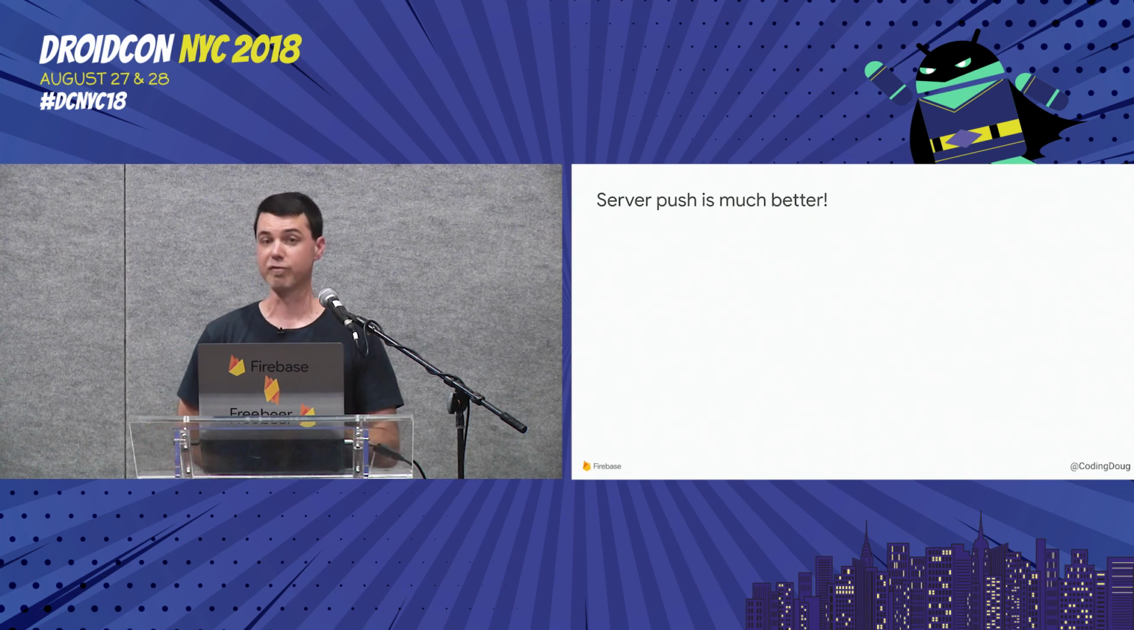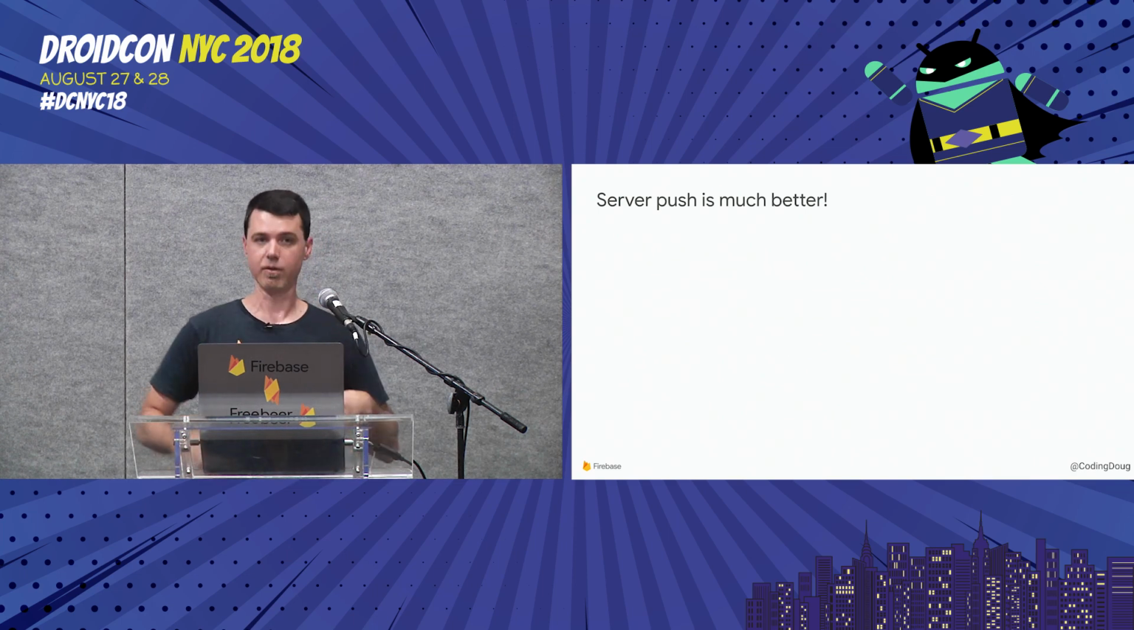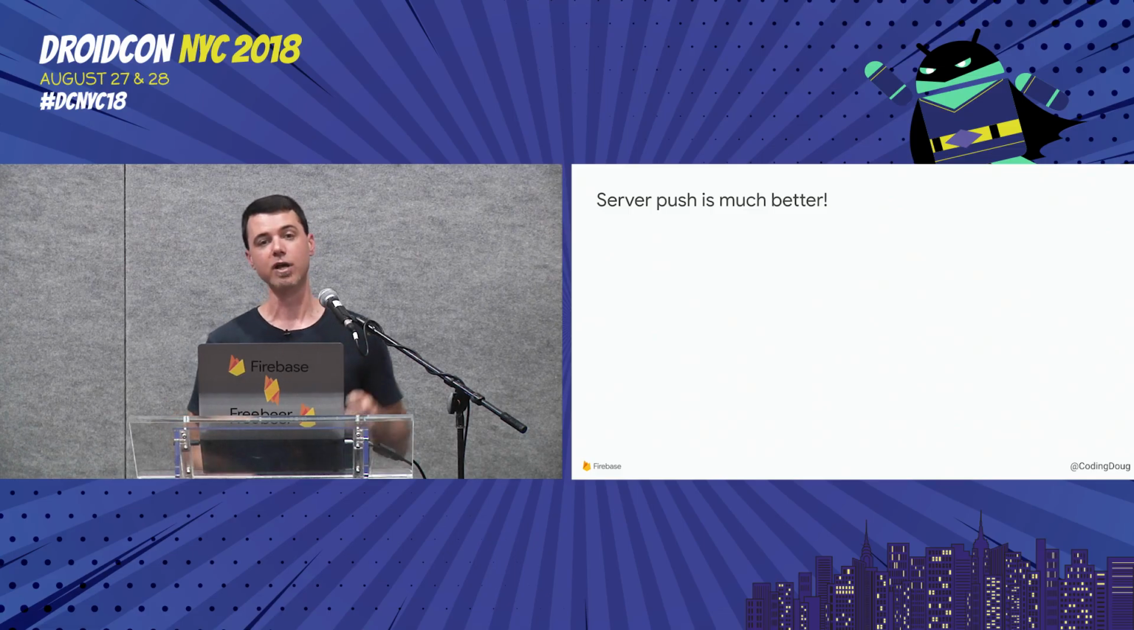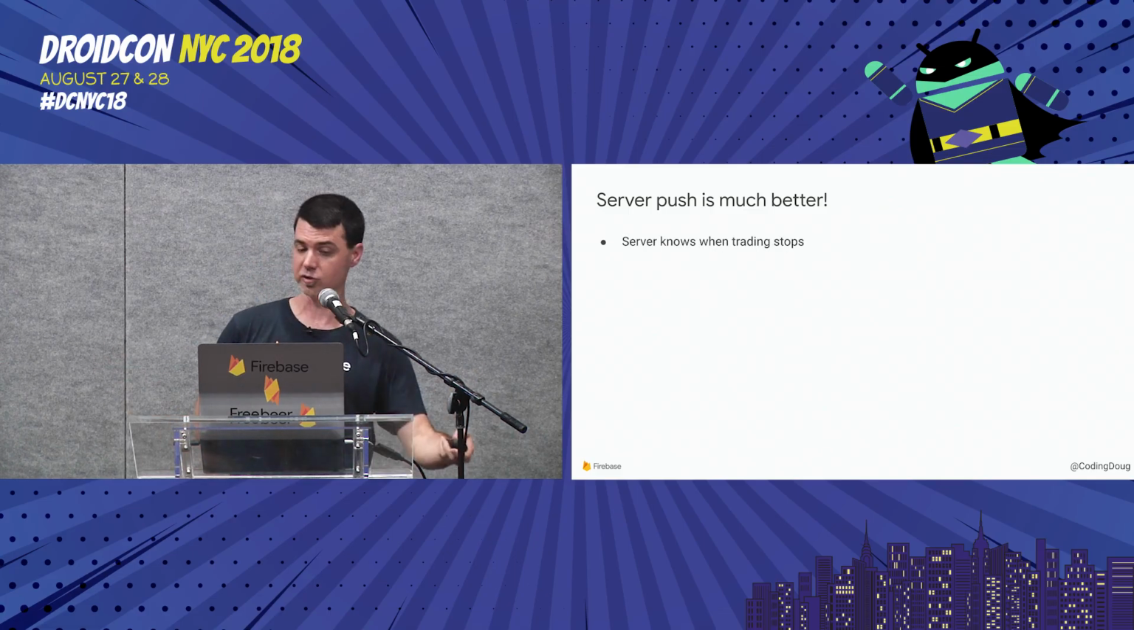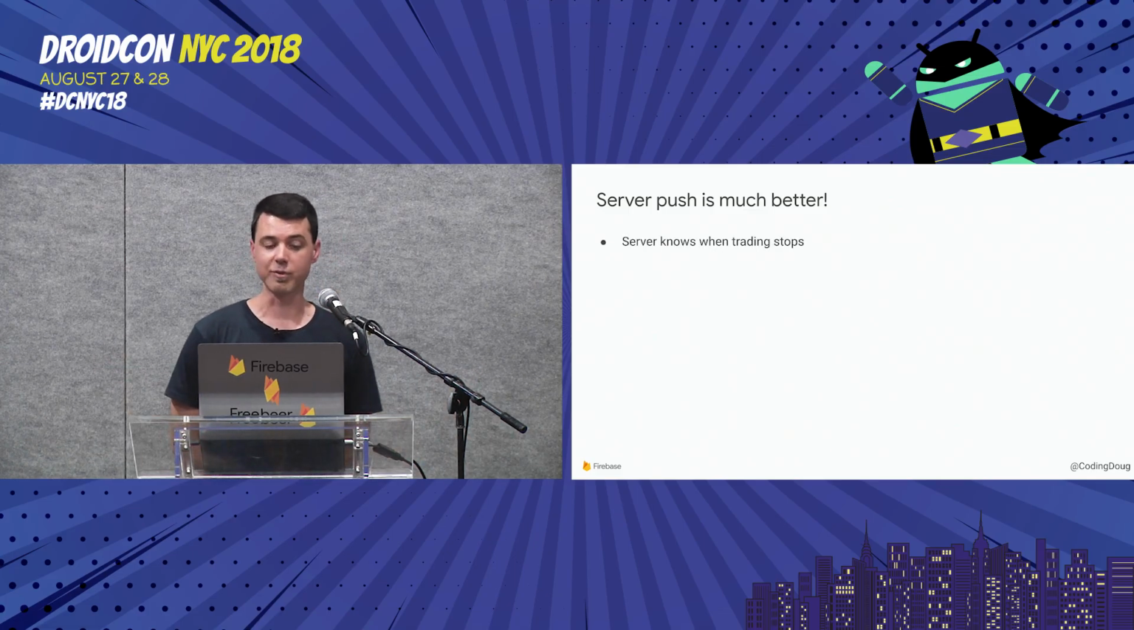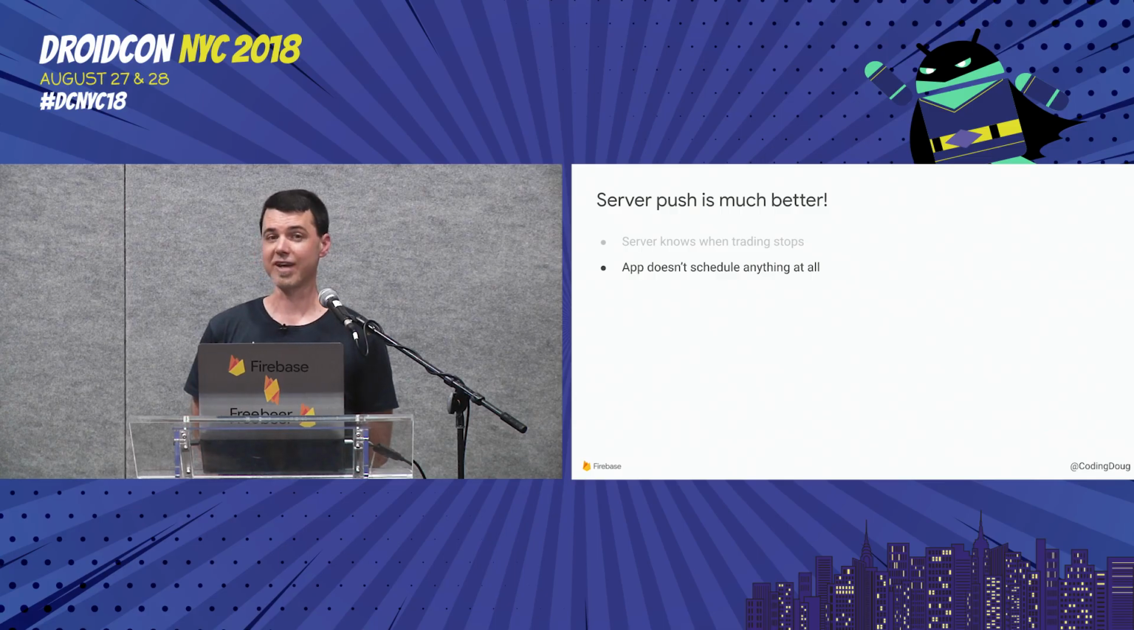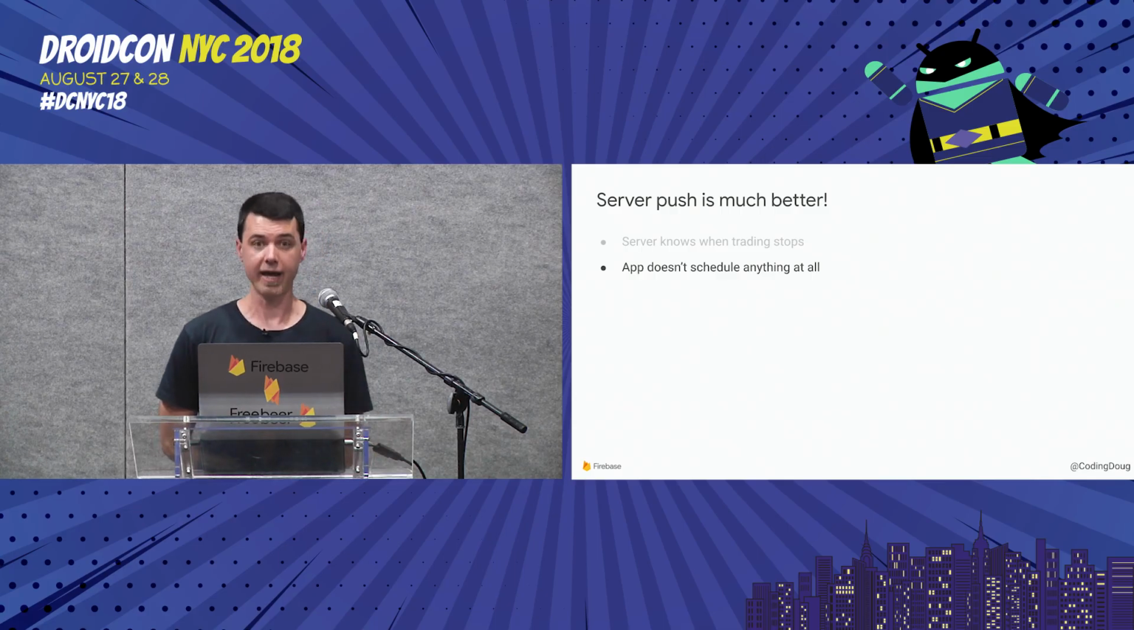What I want to do is server push instead. Presuming your backend knows when the trading day is finally over, you can push an update to clients saying, hey, you should poll now. The server knows when the trading stops, but the app doesn't have to schedule anything at all. The app is just being told, hey, something changed. You should go get that update.